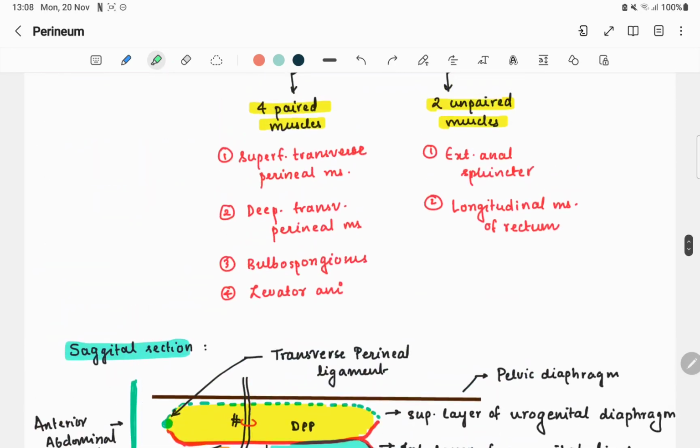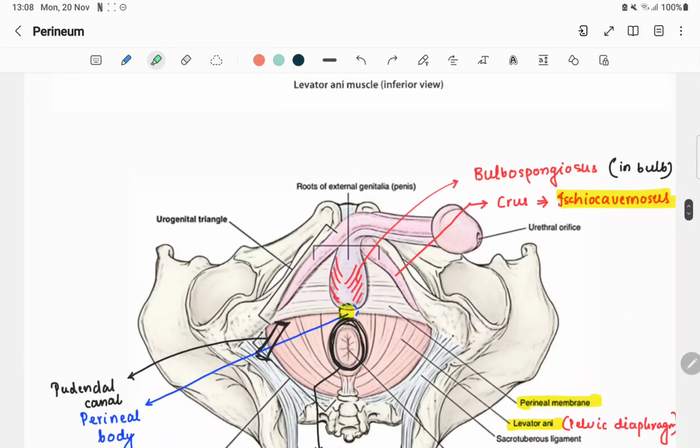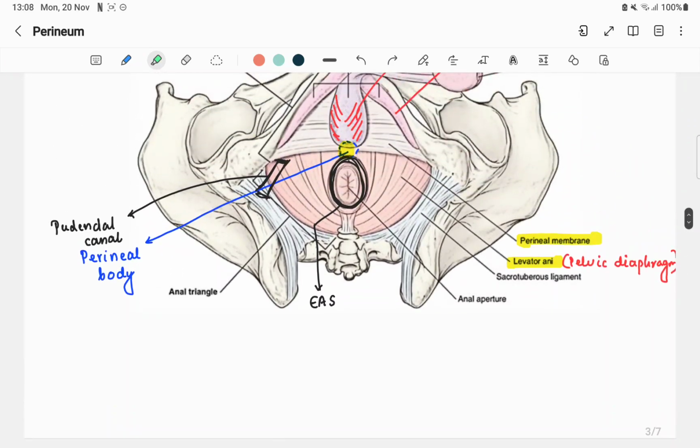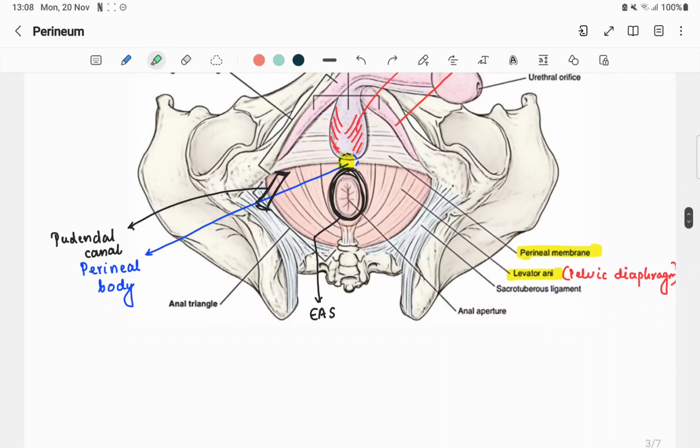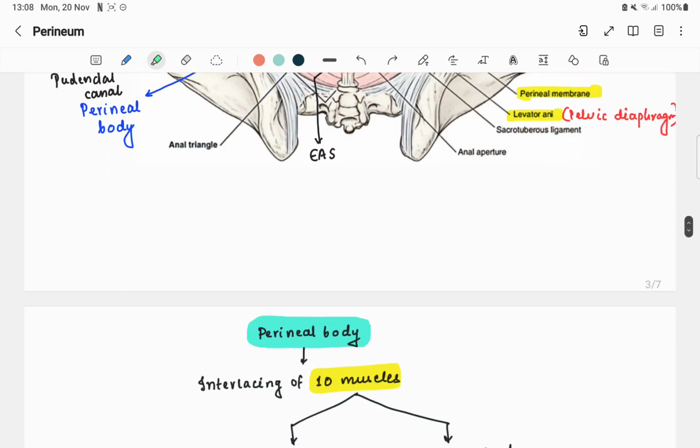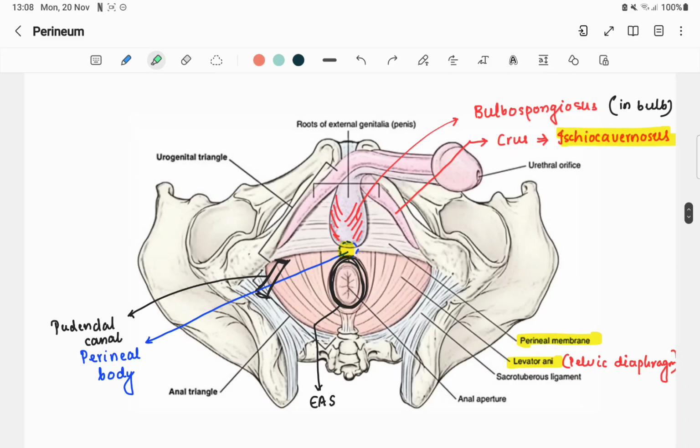If you are confused about upper and below, make a concept: the thing present more anteriorly is superficial, and the thing present more posteriorly is the deeper part. You can get an orientation if you imagine the lithotomy position. I have no time to talk more as it is a revision video.